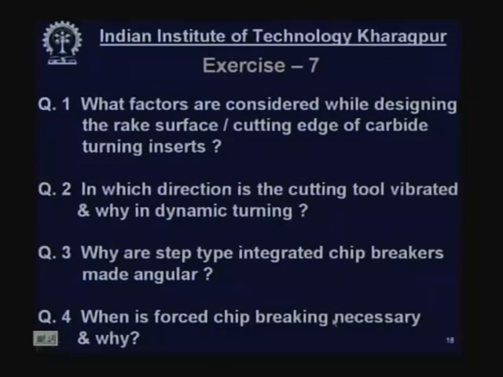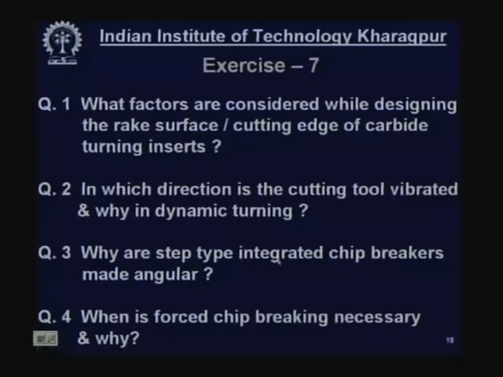Now, come to some exercises. After learning the entire lesson, you will be able to solve the problems, and I have given a few. Question number 1: what factors are considered while designing the rake surface or the cutting edge of carbide turning inserts? That will be answered later on. Next question: in which direction is the cutting tool vibrated and why in dynamic turning? Is it in the axial direction, cross feed or the tangential direction? That has to be answered.